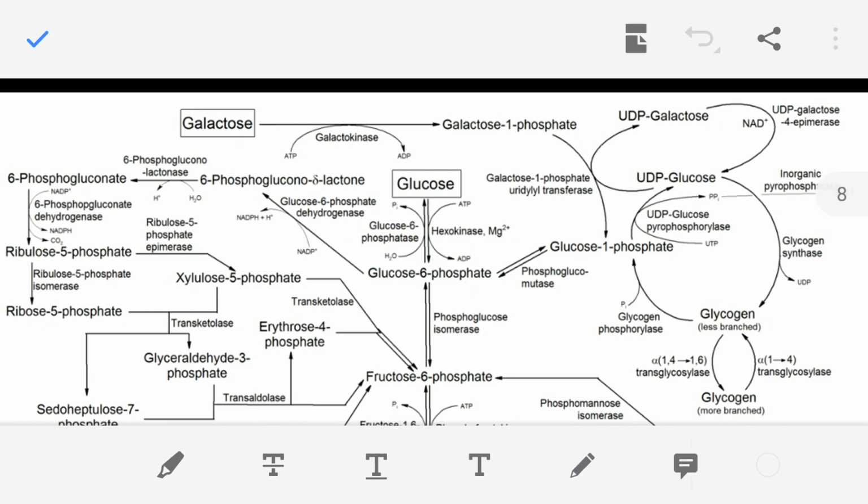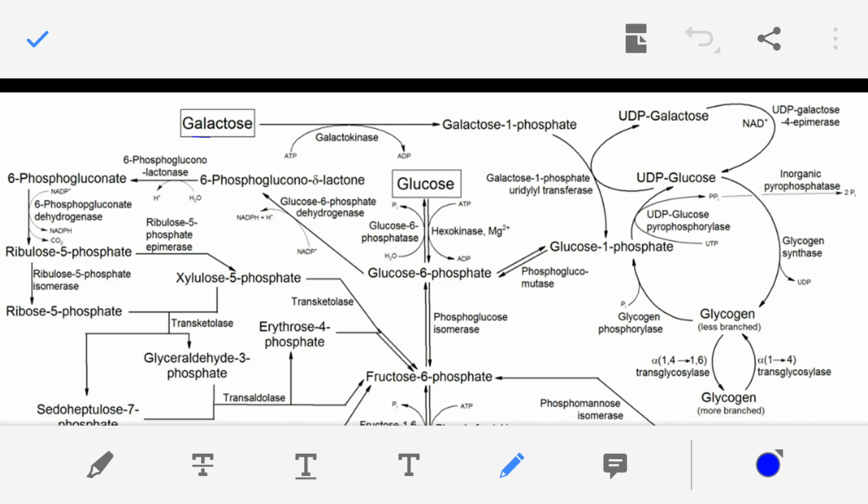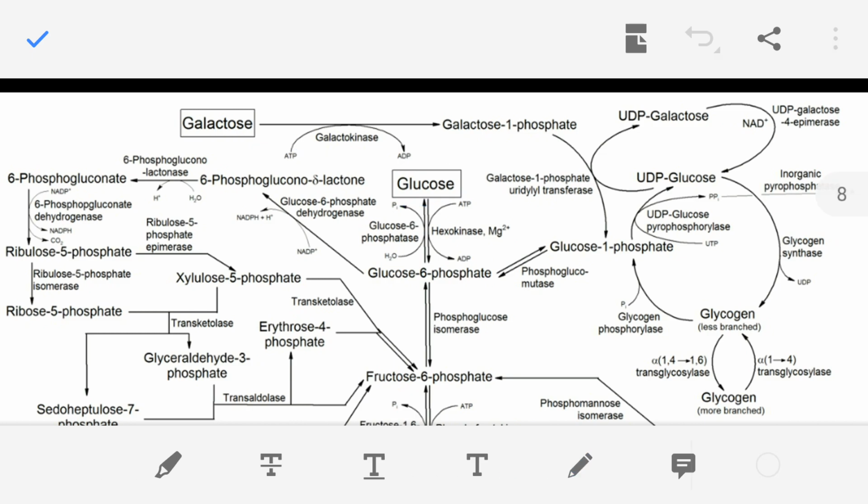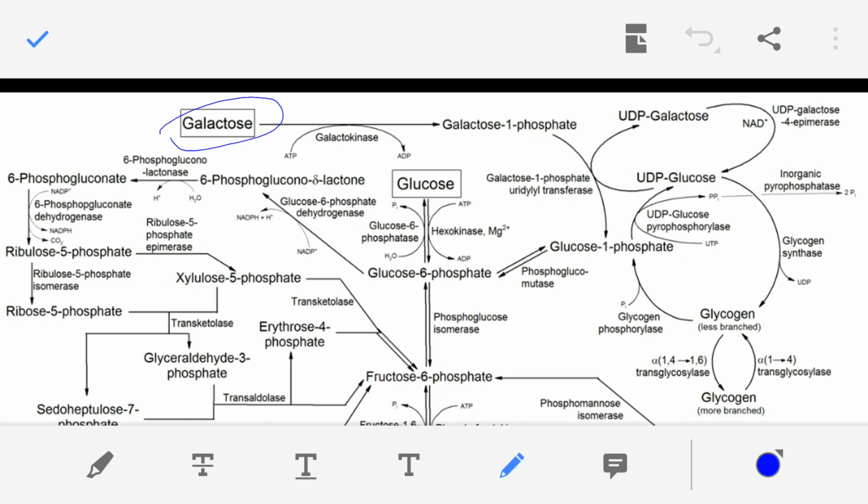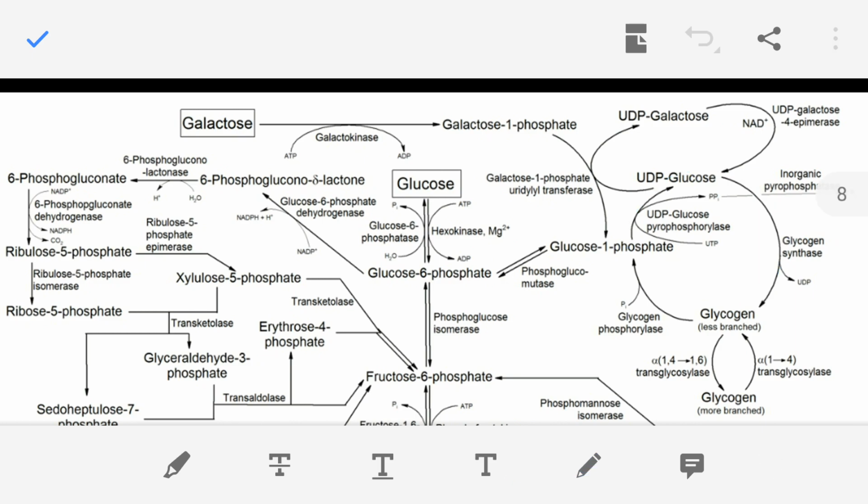So in short, we can say that in our body cells and in liver cells, galactose is converted into glucose. Then one more thing, galactose is converted into glucose 1 phosphate, and glucose 1 phosphate can be converted into glycogen. So this is what happens to galactose. This is the assimilation of galactose.